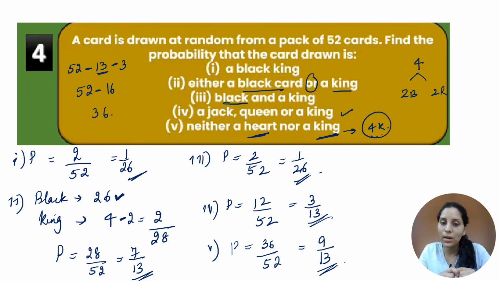Let me just explain you the last one again. Neither a heart. It should not be a heart. That means from a set of 52 cards, I have removed all the hearts that are 13. Nor a king. How many kings are there? There are 4 kings, out of which 1 king is there in this suit, heart suit. So which is already included. I will not remove it again. Apart from that, there are remaining 3 kings which I need to remove. So -3 again. So yes, this is it.